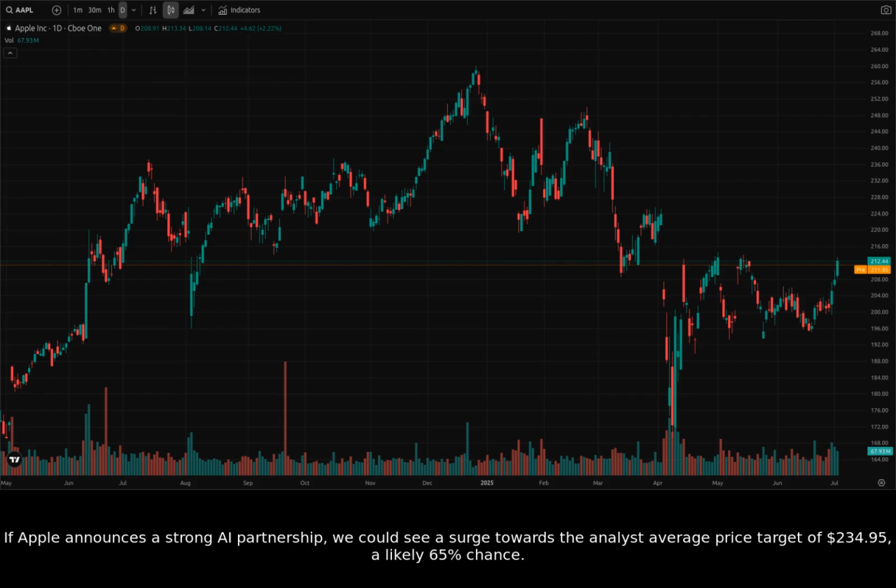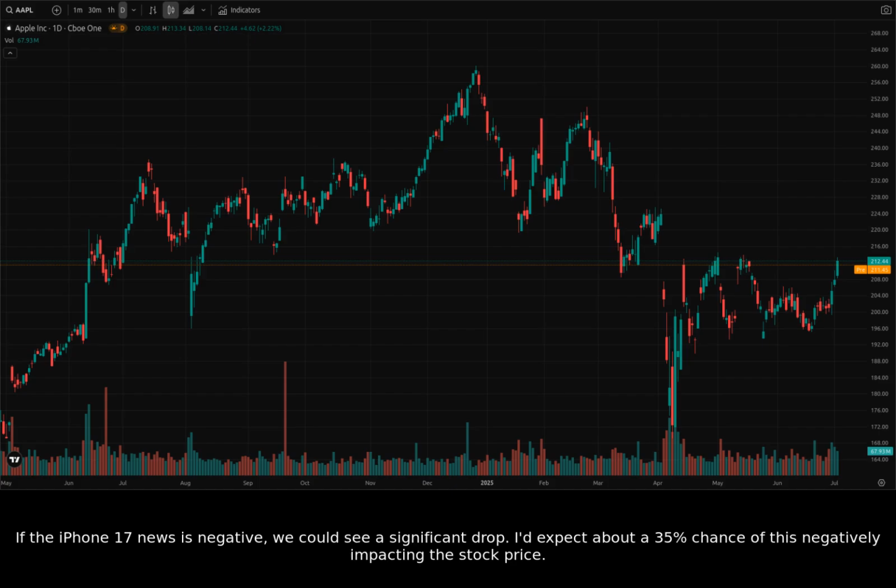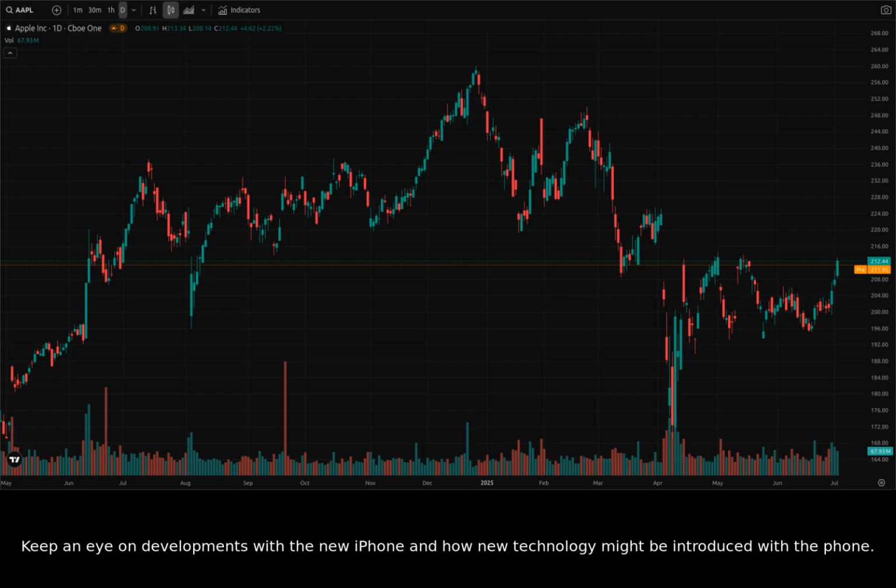If Apple announces a strong AI partnership, we could see a surge towards the analyst average price target of $234.95, a likely 65% chance. If the iPhone 17 news is negative, we could see a significant drop. I'd expect about a 35% chance of this negatively impacting the stock price. Keep an eye on developments with the new iPhone and how new technology might be introduced with the phone.